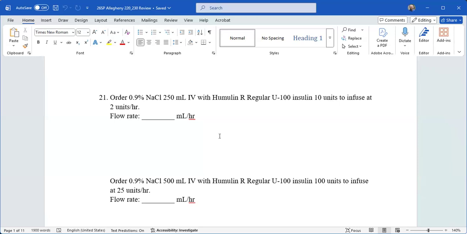Is the highest number always the one I should choose? Yeah, it has to tell you to choose the greatest concentration. If it tells you to choose the greatest concentration, then you use the biggest number. If it told you to choose the lowest, then you would choose the smaller number. Does that make sense? Yeah.